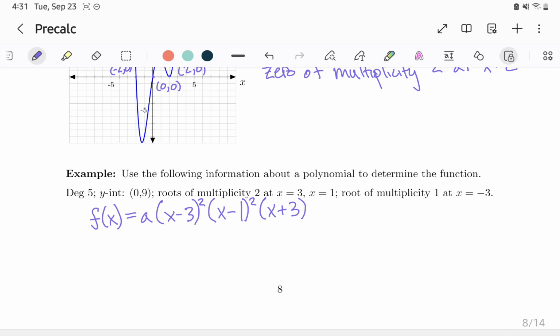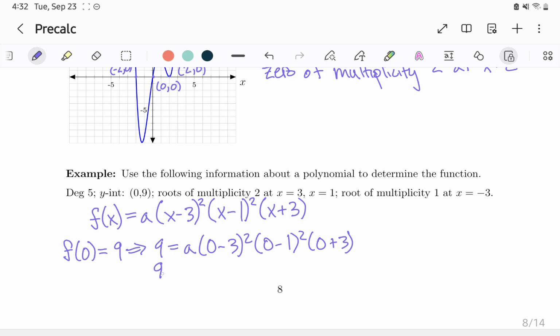So the only thing we have remaining to find is our value for a. And so once again, we are going to say, okay, well, we're told that f of 0 is equal to 9, again, because f has a y-intercept at 0, 9. And so that means when we plug in 0 for x, the function's value is going to be 9. So we have 9 equals a, and then times 0 minus 3 squared, times 0 minus 1 squared, times 0 plus 3.